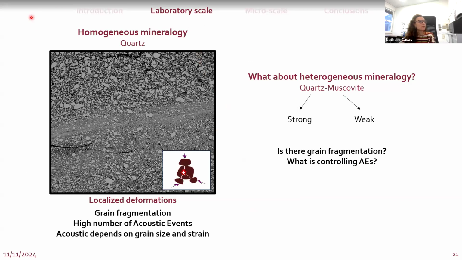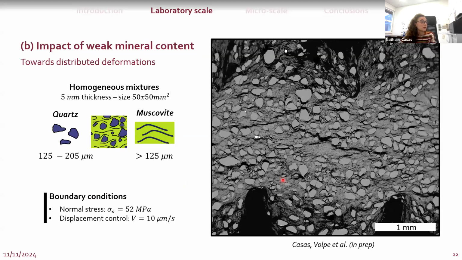So far, I presented you homogeneous mineralogy with pure quartz and localized deformation. But what about heterogeneous mineralogy? For example, if we mix a strong mineral with a weaker mineral, that can be the muscovite I presented you in the introduction. So is there still grain fragmentation? What is controlling acoustic emission in this case? So we will now go to the second case study, where I studied with Giuseppe Volpe the impact of weak mineral content within a strong mineralogy.